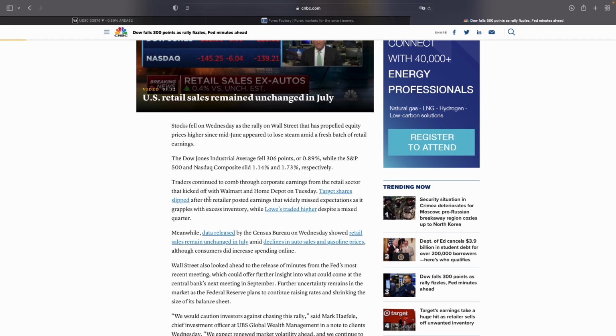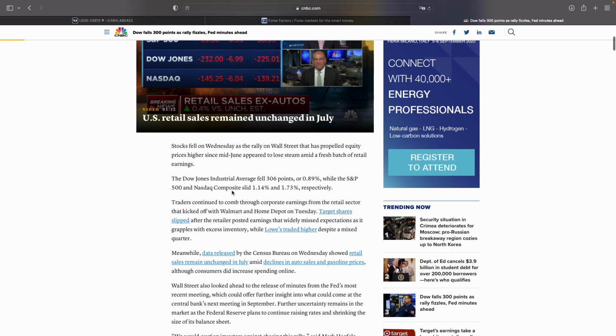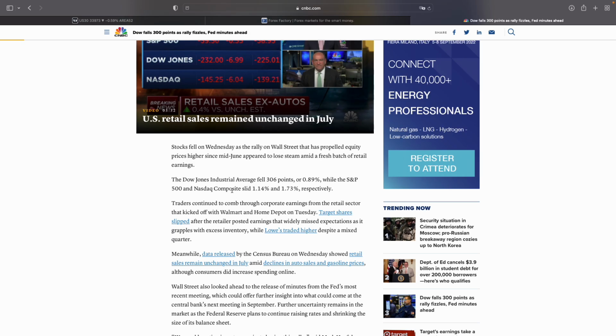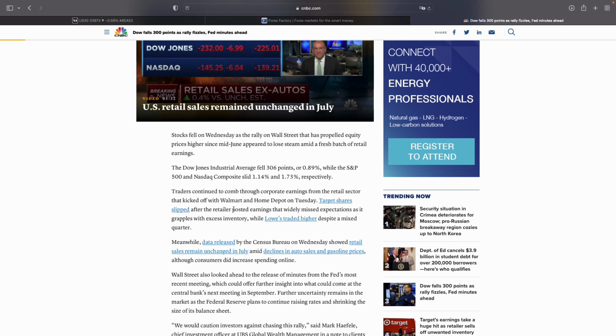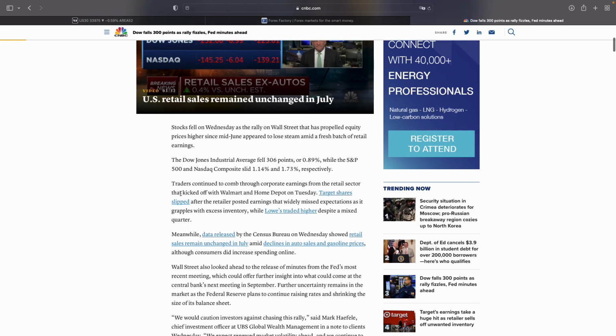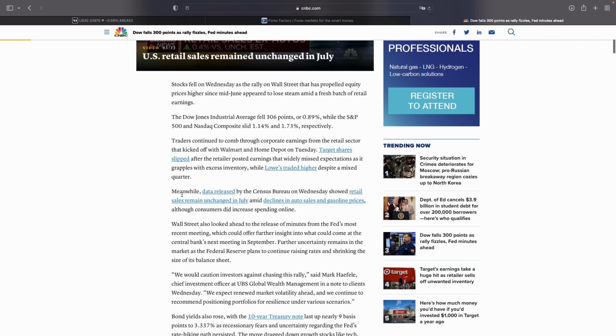In any case, the Dow Jones fell 306 points also because Walmart came out and said that they are also looking at reducing some sales. The S&P and the NASDAQ were down 1.14% and 1.73% respectively. Traders continue to comb through corporate earnings from the retail sector that kicked off with Walmart and Home Depot on Tuesday. Target shares were also down as well.